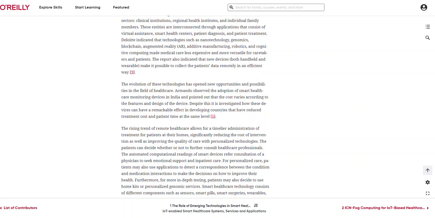Now, as promising as all this sounds, IoT in healthcare also faces serious challenges. The most critical concern is data privacy, as well as security. Healthcare data is incredibly sensitive and valuable. IoT devices that collect and transmit this data are often resource constrained, making it difficult to implement strong encryption or authentication mechanisms. Now, this opens the door to cyber attacks, data breaches, and ransomware incidents.